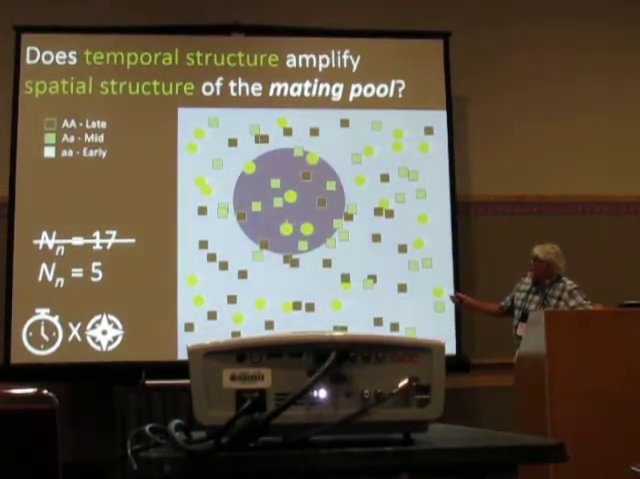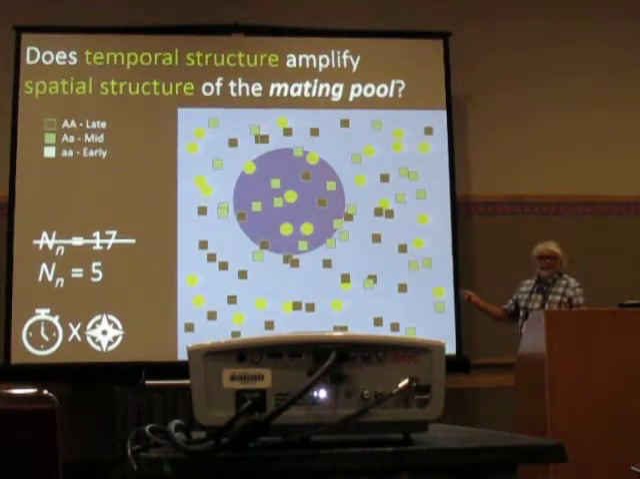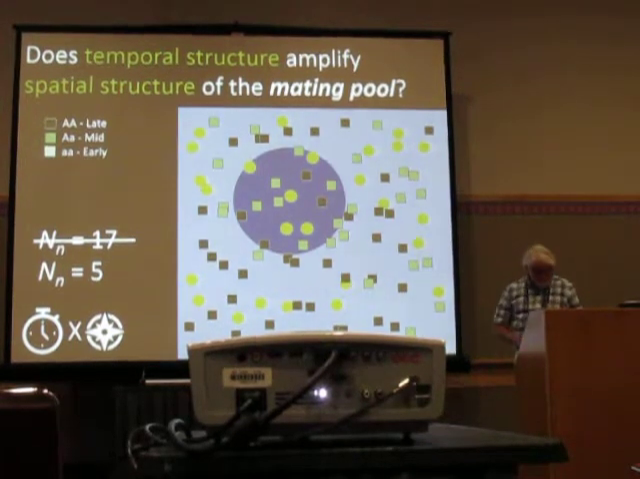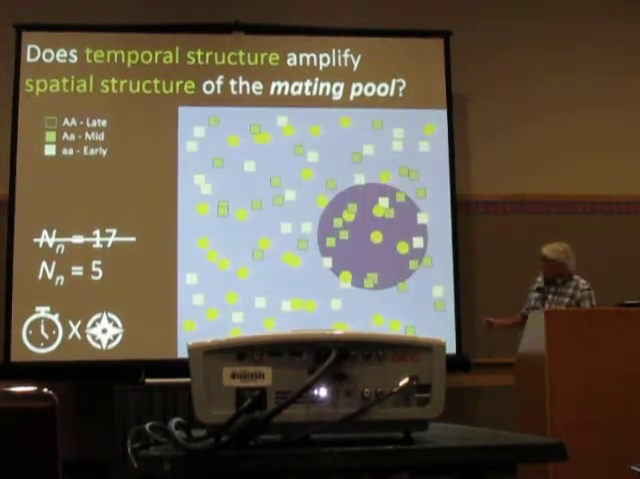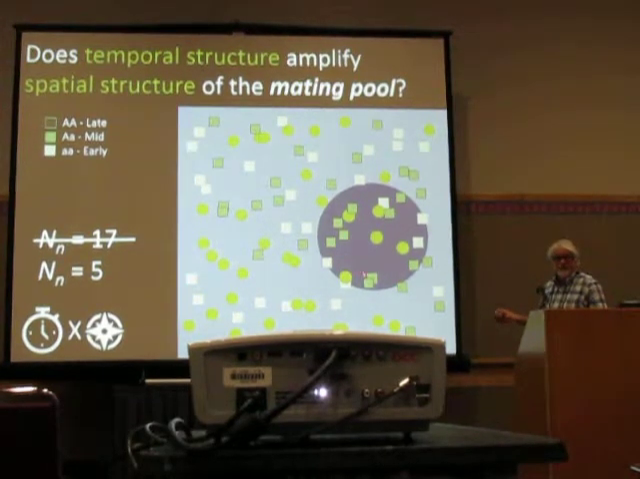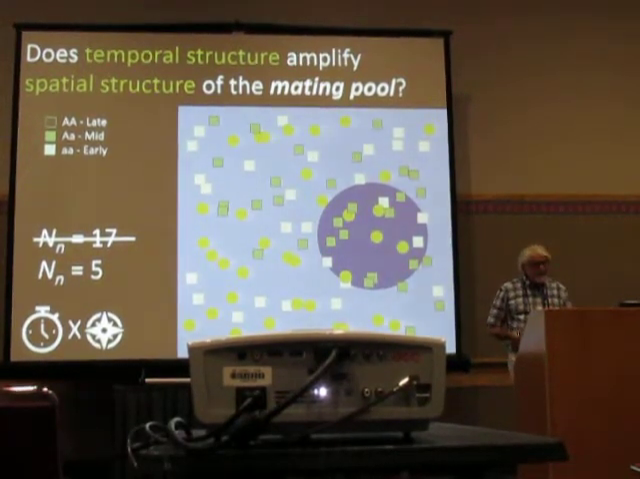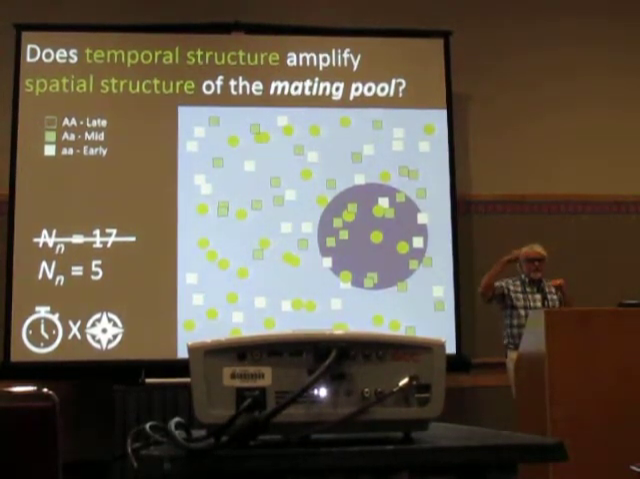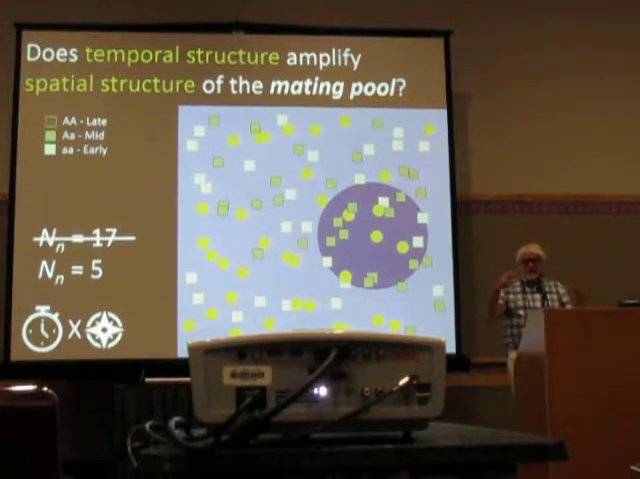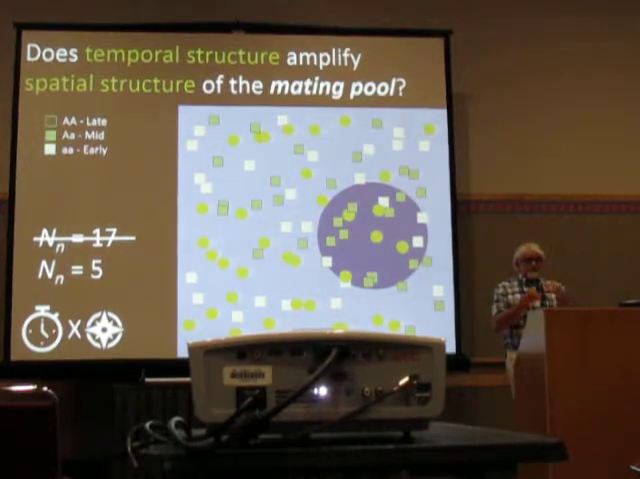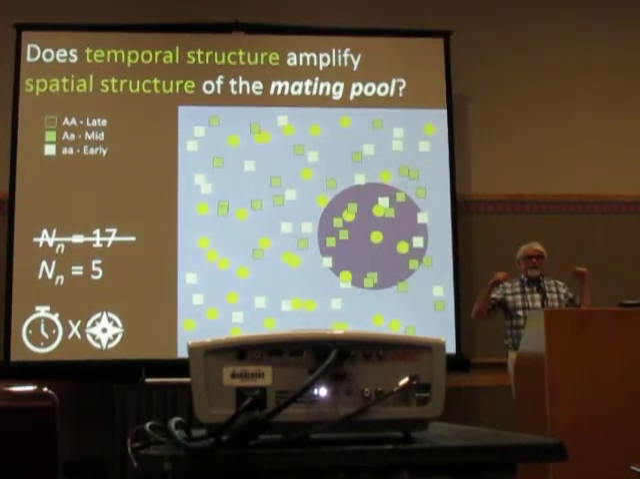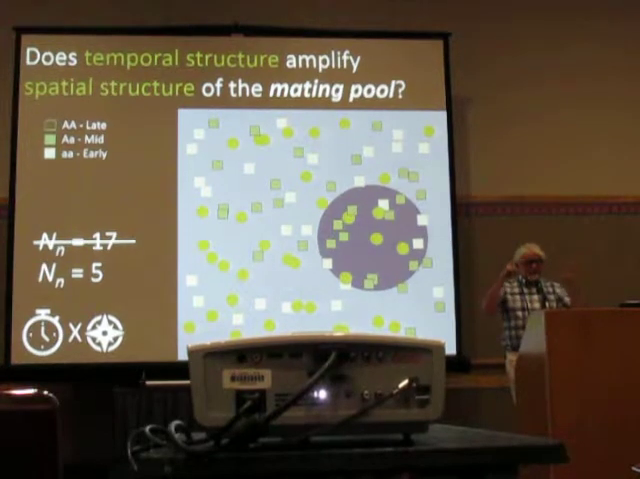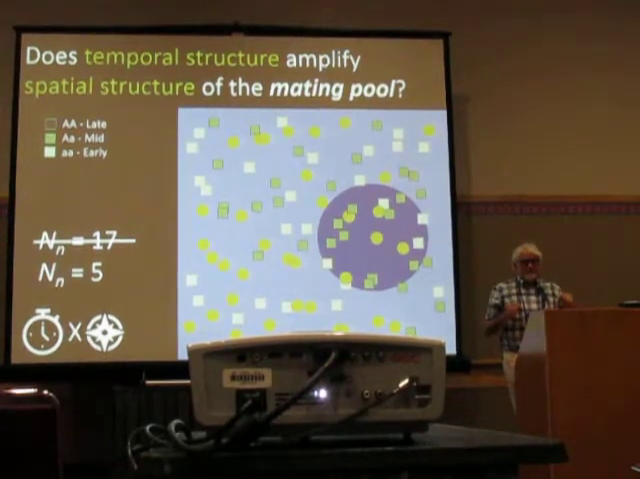So at the beginning of the season, the 5 early plants in that circle can mate with each other. They can't mate with the others. At the end of the season, the 5 late genotypes mate with one another, not with the earlier individuals. So by layering this temporal isolation on top, you decrease the neighborhood size, and you have the potential that this isolation in time accelerates and amplifies the effect of the limited spatial dispersal of pollen.